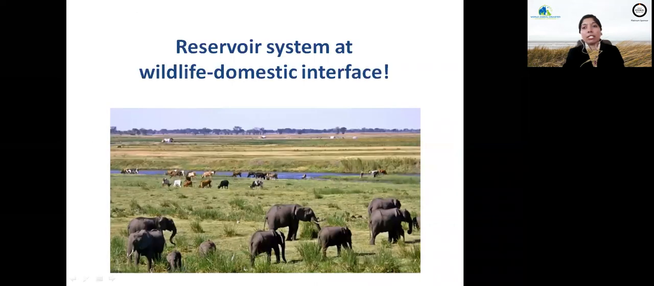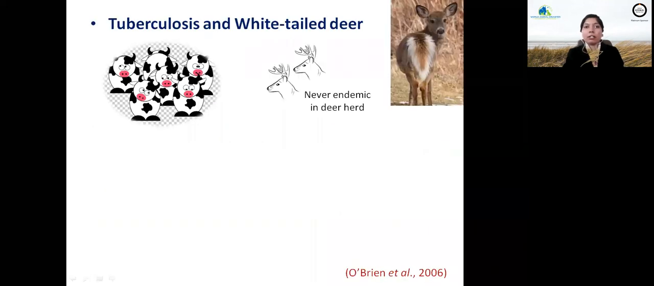So this is not limited only to the human population or any specific population; wild species are also being affected. A classic example of this is tuberculosis and white-tailed deer. It is a very old example, but it can always be considered if we want to understand how pathogens can switch to a new host because of us, because of humans. The white-tailed deer were never an endemic host for tuberculosis, and there were few cases of spillover of this infection from the cattle population.